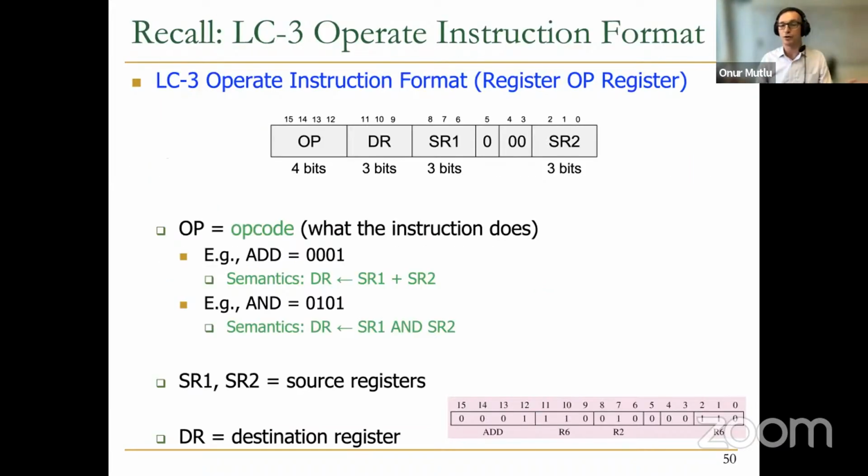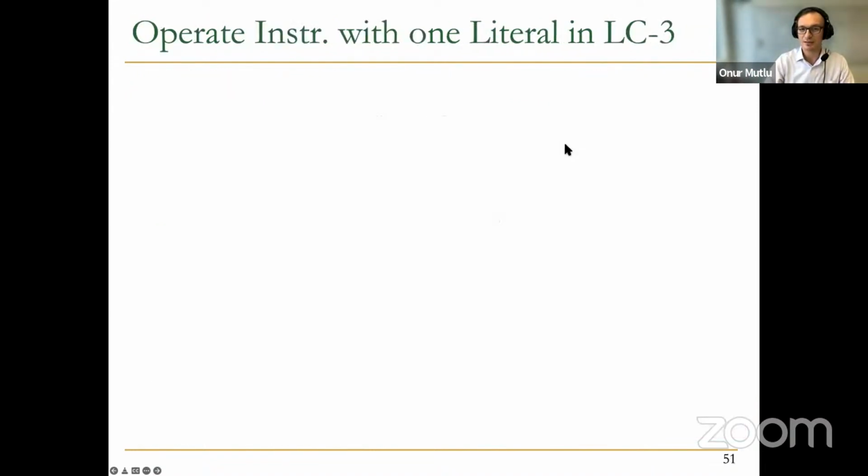But recall before we move on, this is the register-to-register operate instruction format in LC-3. Basically, what this does is DR gets SR1 op SR2. It could be plus, it could be AND, depending on the op field over here. You do that operation and then write the result in the destination register. We will see the difference between this and when the second operand is an immediate, which is this basically.